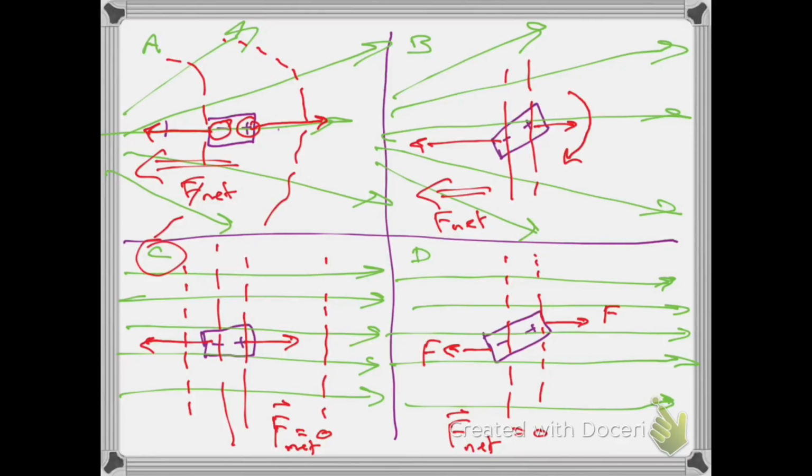So the answer is C and D. Both feel no net force. But you might say, but there's something different about C and D, right? In D, just like in B, because those two forces are not along the same line, there is a torque, and the whole thing is going to rotate. Now, we didn't ask about torque, so that's not important here, but there is a torque that will rotate that dipole until it is in the position of C, where there's no net torque.